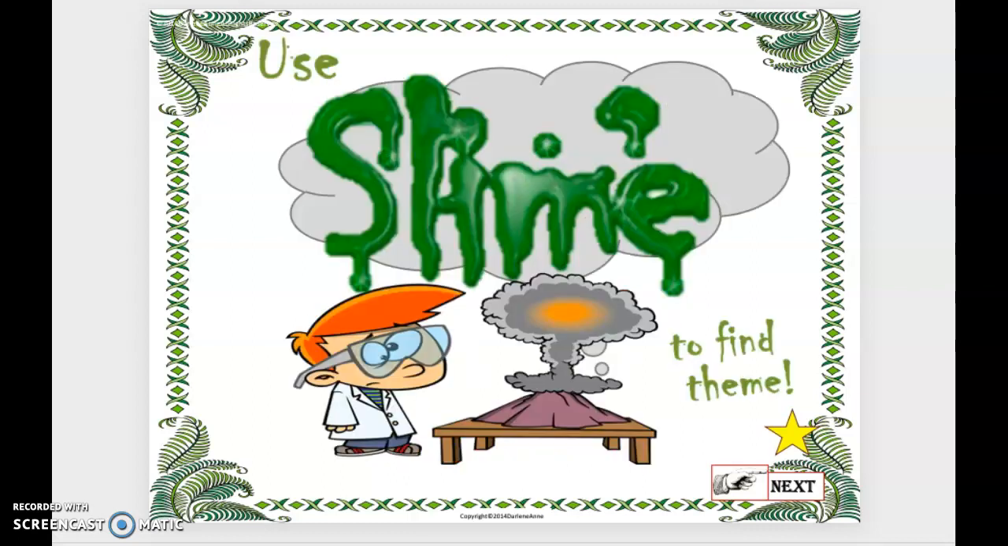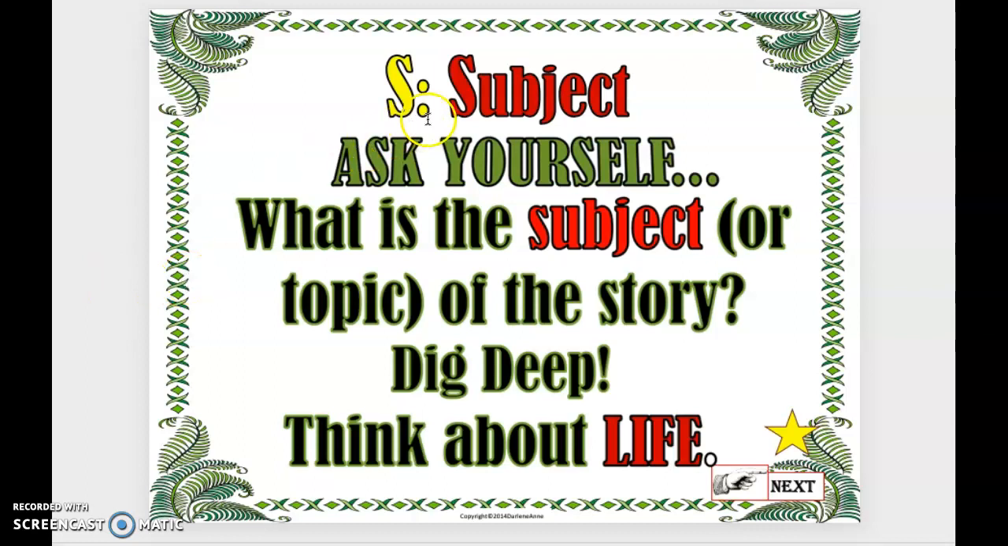So let's take a peek and let's give it a try. One strategy that you can use is called the SLIME strategy. It's actually an acronym, so each letter stands for something different. S-L-I-M-E. So let's take a look at the letter S. S is the subject. So the first thing you're going to ask yourself is, what is the subject or topic of the story? Now dig deep and think about life when you're choosing this topic or subject. That's kind of like what I was just saying about maybe the big topic is about survival. Well, that's just the topic. And yes, it's very important.